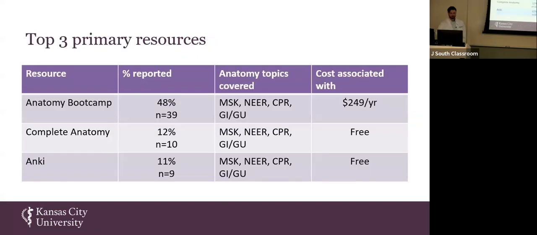And then here's a table just showing the breakdown of the top 3 primary resources. You can see Anatomy Bootcamp was very widely popular at 48% reported use. And then Complete Anatomy at 12%, Anki at 11%. All 3 of these resources covered all anatomy topics from our first year. And then you can also see in the far column the costs associated with each resource.